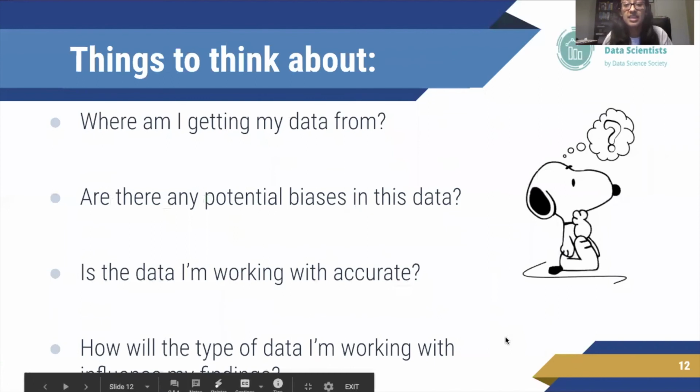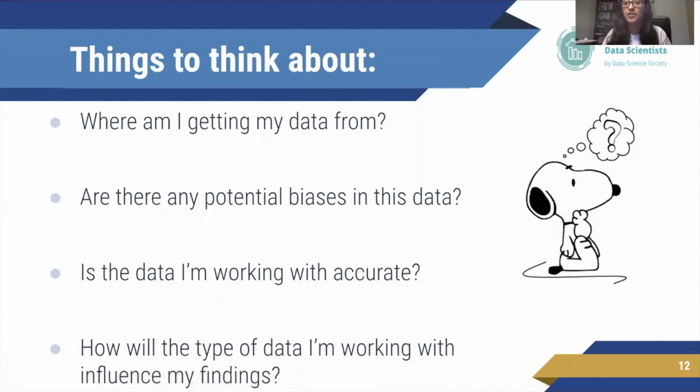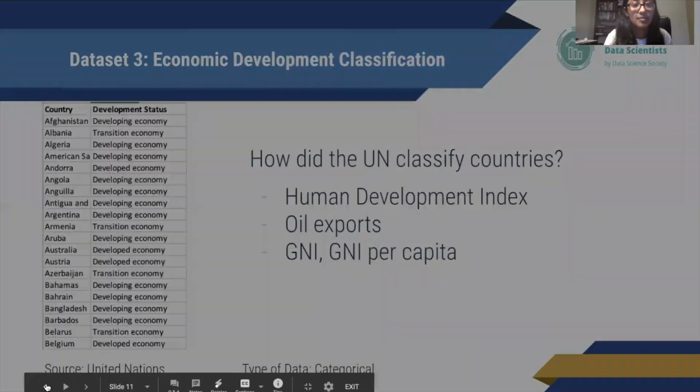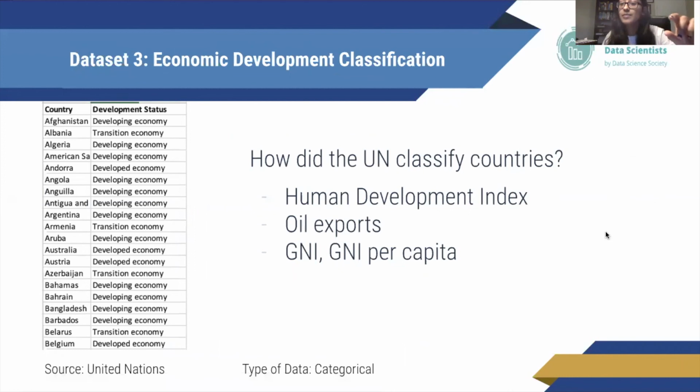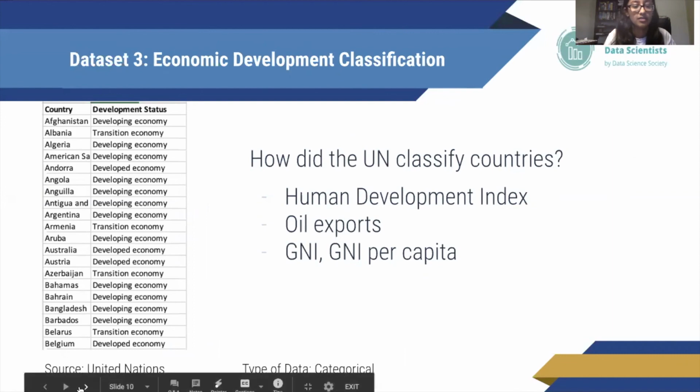Now, these are some things to think about when you're going about starting a project of your own, and it's also some stuff we're thinking about as we do this case study. So where am I getting my data from? Are there any potential biases in this data? Is the organization I'm getting data from skewed towards proving a certain point? Is the data I'm working with accurate? Or how will the type of data I'm working with influence my findings? I mentioned categorical data in the context of economic development and classification, because classifying countries as developing versus developed is very critical in determining their structures. Let's go back.